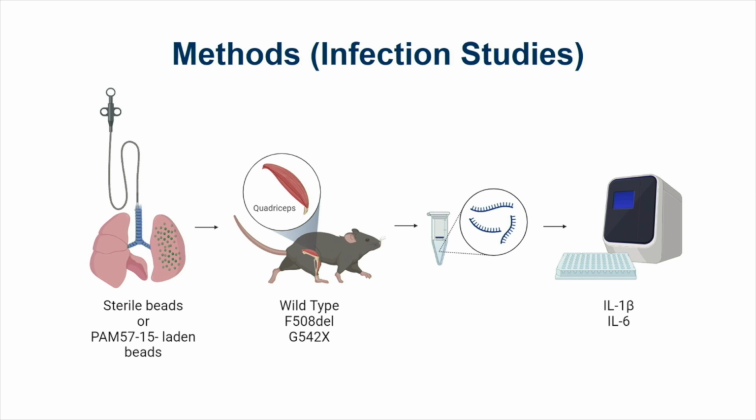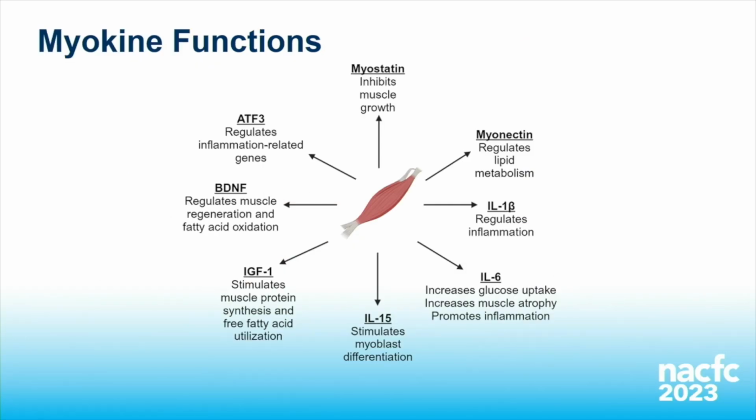So with the quadriceps in hand, we once again isolated RNA and we performed qPCR. And for the purposes of this discussion today, in regards to the infection studies, I will be focusing specifically on IL-1 beta and IL-6. Now, as I said, we looked at a wide variety of myokines. However, for today's talk, I will be focusing on the myokines with a little yellow star by them. We have begun studies on the myokines ATF3, BDNF, and IGF-1. However, I will not be discussing them today, seeing as though our studies with those myokines are ongoing.